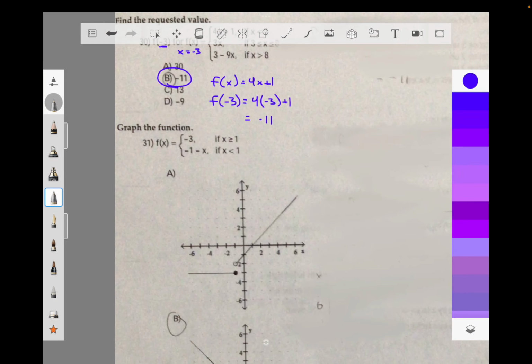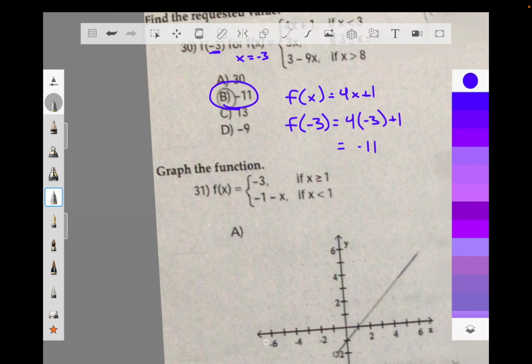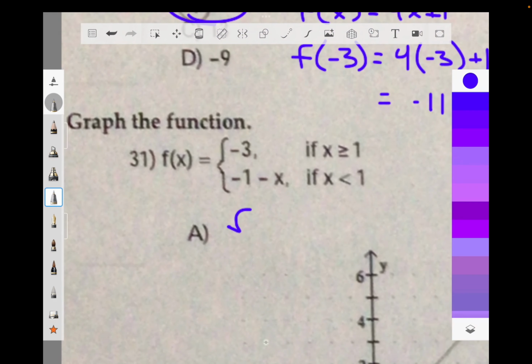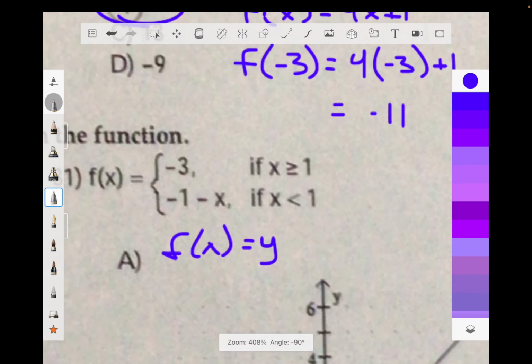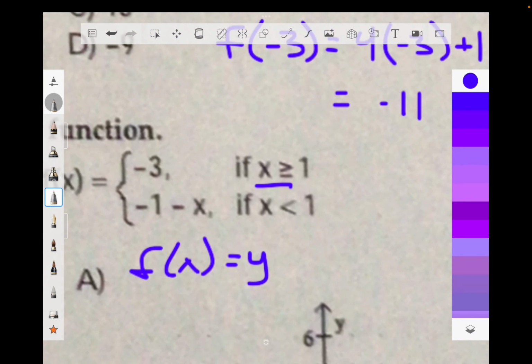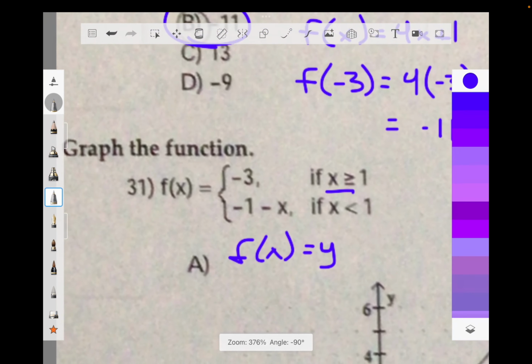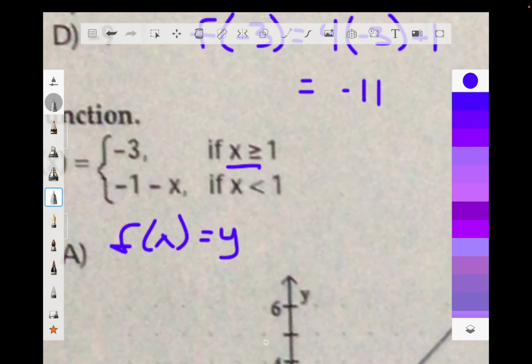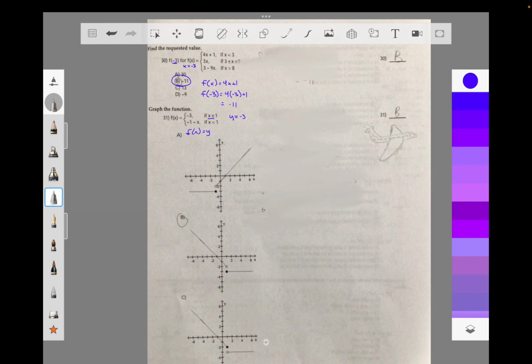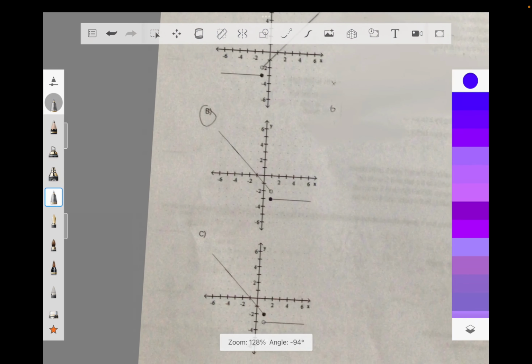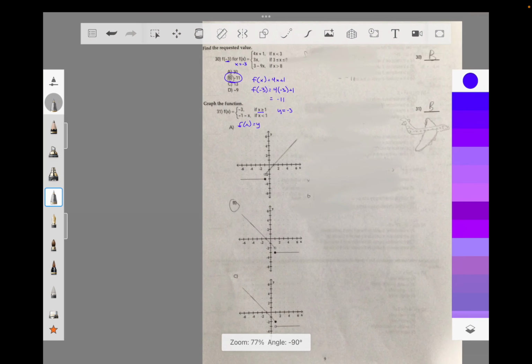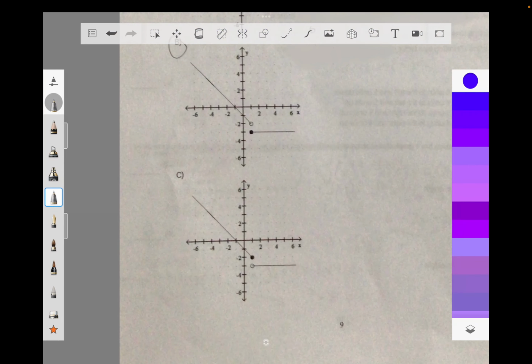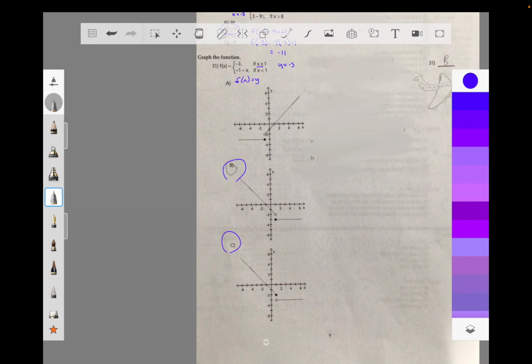Okay. Graph the function. Remember, f of x is kind of a weird way of saying y, if it makes it easier for you. So this is saying when x is greater than or equal to 1, f of x is equal to -3, or in other words, y is equal to -3. So which one has y equal to -3 when x is greater than or equal to 1? It's this one or this one. So it can't be A.